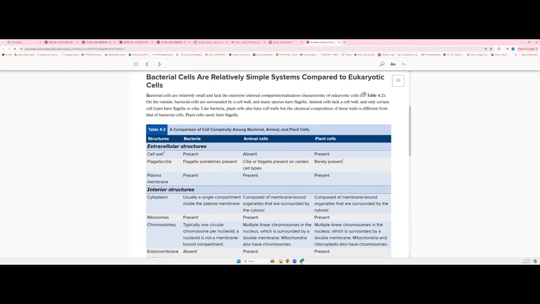So let's compare. Let's compare the three different types of cells: bacteria, animal cells, and plant cells. Only plant cells and bacteria have cell walls, and for flagella and cilia, only bacteria and animal cells have those. And all these three types of cells have plasma membranes.